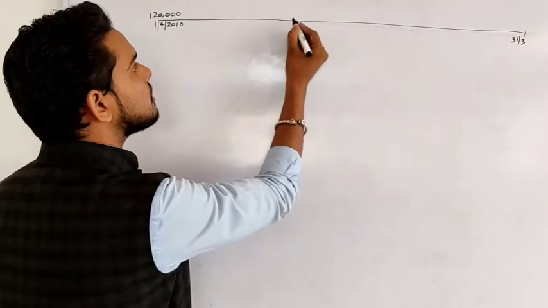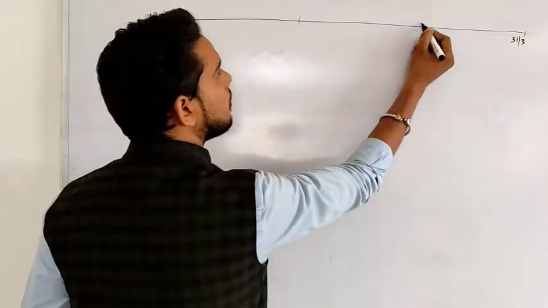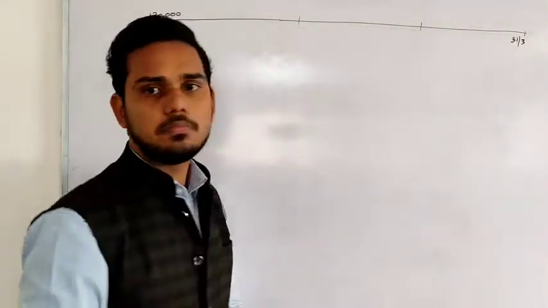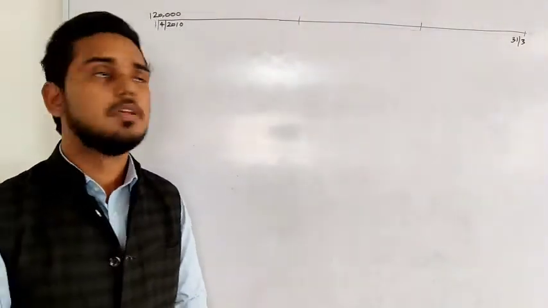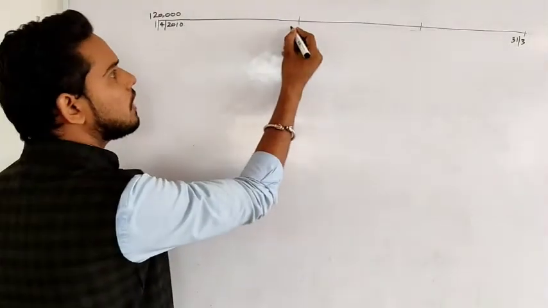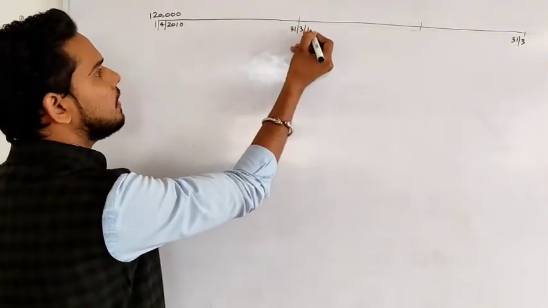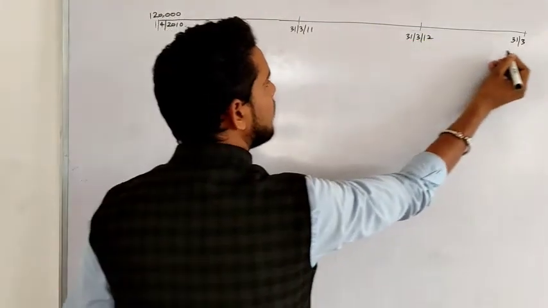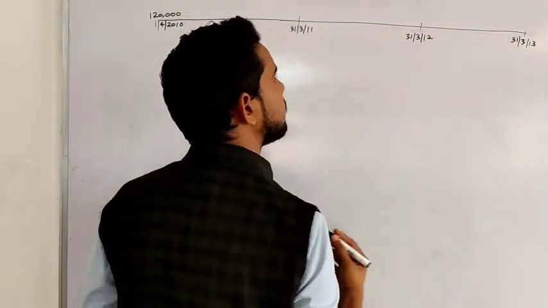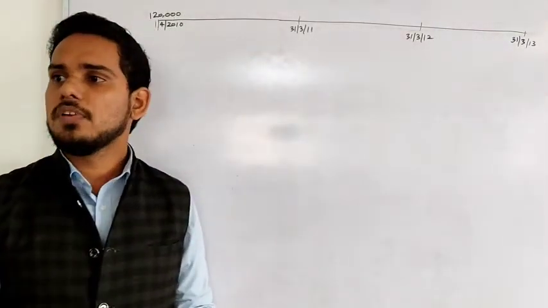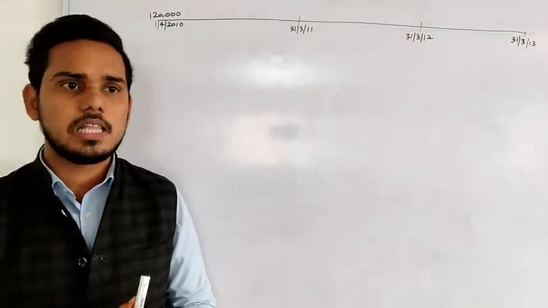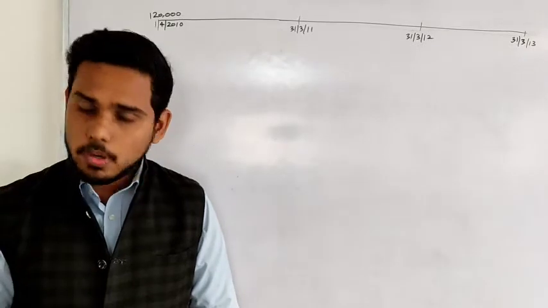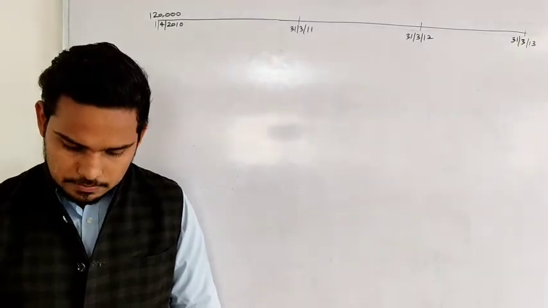In that case, first we will split the line of that machinery into 3 parts. The first year will end on 31st March 2011. The second year will end on 31st March 2012. And the third year will end on 31st March 2013. Now we can easily put the data on this line. So let's see what further information is given.